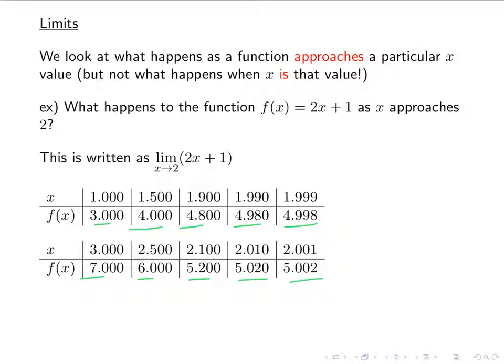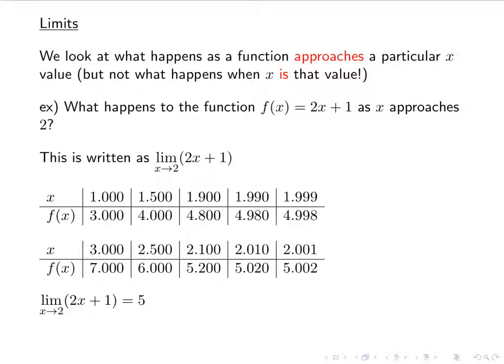And you want to look at that and say, well, does it look like this is actually going to a single number? So what if I did 1.999999, 2.0000001? Will they get closer and closer to a number? And if you look at the values, it looks like they're getting closer and closer to 5. So we would guess that the limit as x goes to 2 of 2x plus 1 is 5. That's the best we can do. We can guess that it's 5.